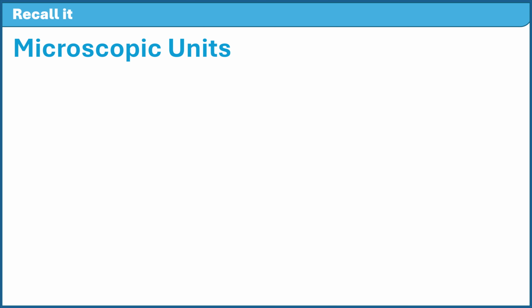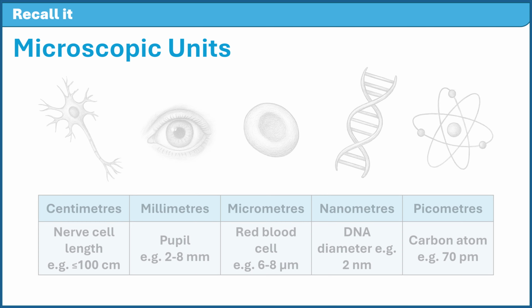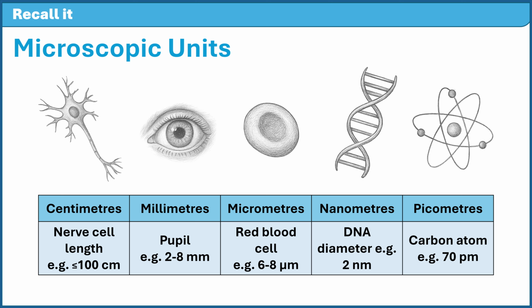To help you visualize these units, here are some biological examples. A nerve cell can be up to 100 centimeters. The pupil of your eye, the dark bit that takes in light, typically measures between 2 and 8 millimeters. A red blood cell is around 6 to 8 micrometers in diameter, and the diameter of a DNA molecule is approximately 2 nanometers. Finally, a carbon atom is incredibly small at just 70 picometres across. These examples show how each unit is used to describe structures at different scales, from whole cells down to individual atoms.